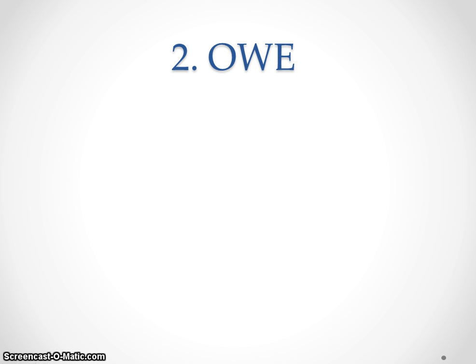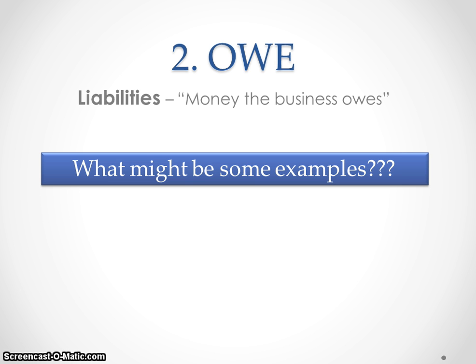Our second category are things that we owe, and we like to call those liabilities. If you think of the word liabilities, it comes from liable, things that we owe, money that the business owes. Some example, who might a business owe money to? The most common examples are going to be the bank in the form of a bank loan that we need to pay back or a mortgage that we need to pay back.